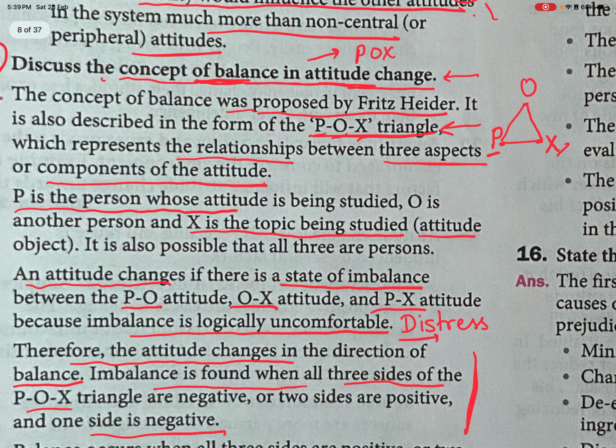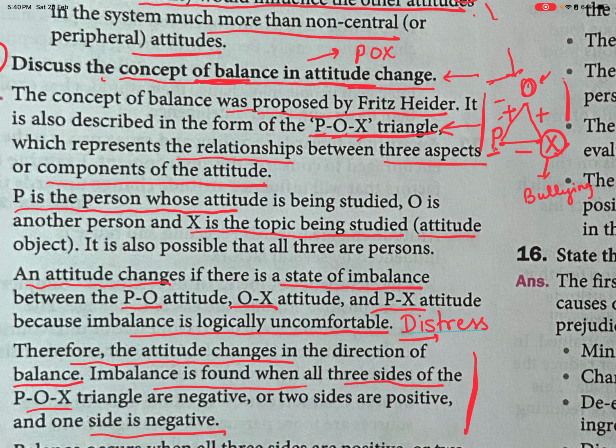I'll give one example. Suppose the attitude object is bullying. P has a negative attitude towards the attitude object. But there is another person O who has a positive attitude towards bullying, and P has a positive attitude towards O. Now if you see this triangle POX, there is complete imbalance: P has a negative attitude towards the attitude object but a positive attitude towards O, who has a positive attitude towards the attitude object. So this becomes an imbalance and the attitude needs to be changed.